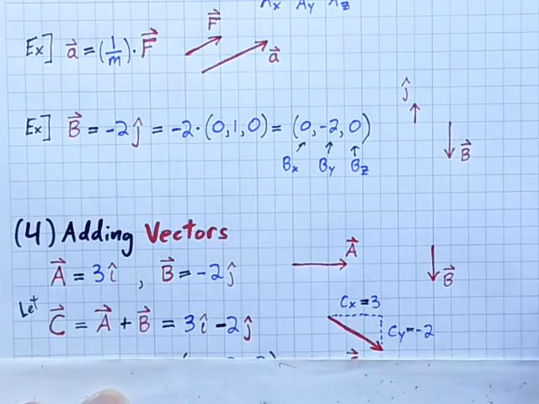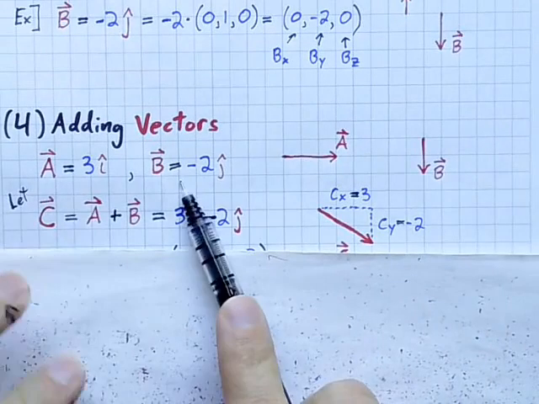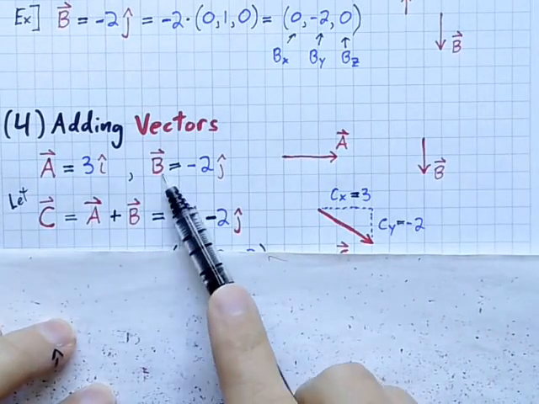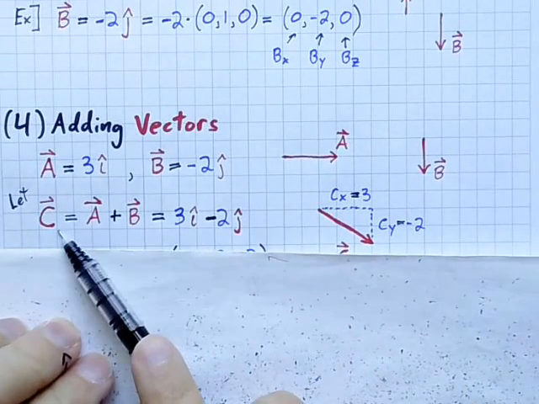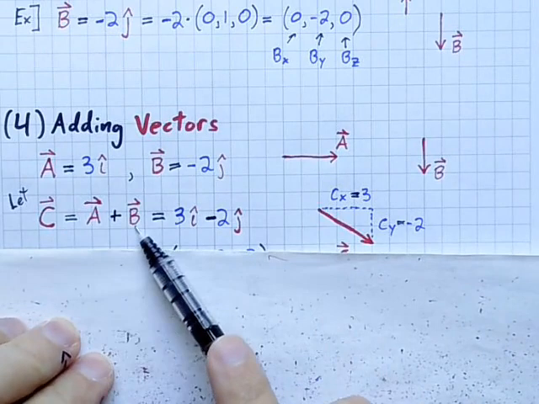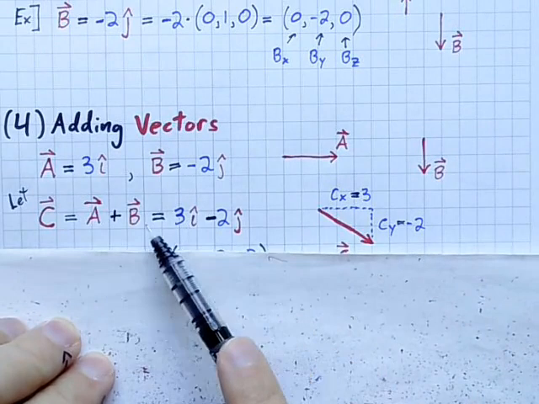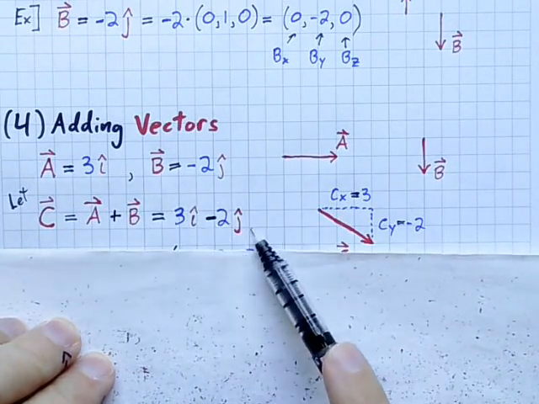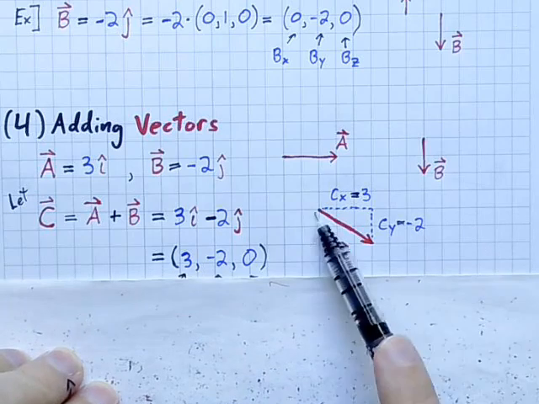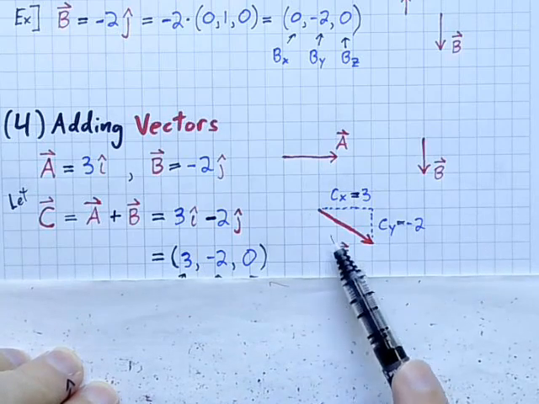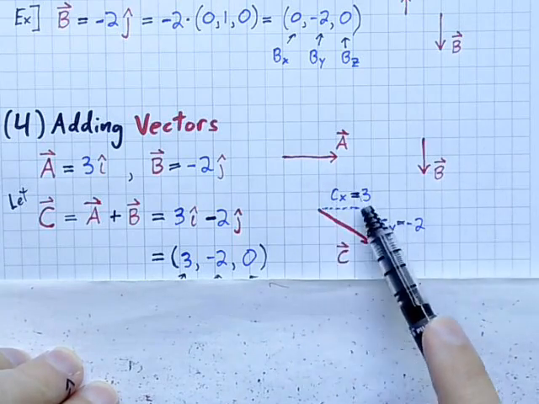So let's see here. Suppose we've got our vectors A and B that we've already defined. A equals 3i hat, B is -2j hat. And let's construct a new vector, C, by adding vectors A and B together. So A plus B will be 3i hat, plus B will give us -2j hat. Here's A, here's B, and this is the C that we get. A new vector pointing in a different direction from the original two, and with these components.